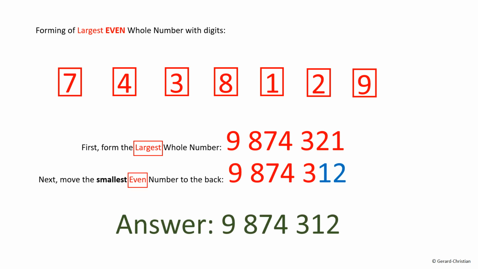Secondly, you do the second part. You're going to move the smallest even number to the back. Now you see the numbers in blue, 9874312. You're bringing the 2, which is the smallest even number, all the way to the back. Alright, so this is how you do these kind of questions.